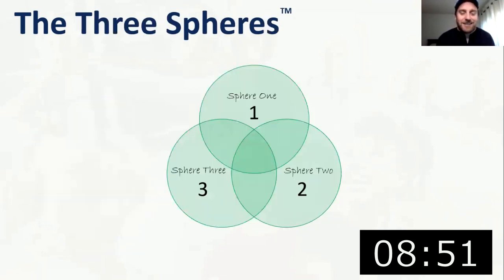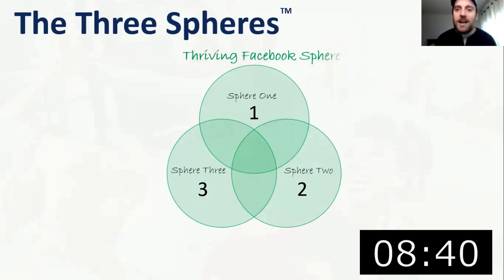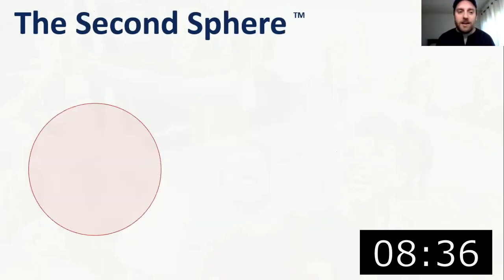All right, so we're talking about the two tails of three spheres. In the first tail, we looked at sphere 1, which was you having a thriving Facebook sphere packed full of people that you love. Now we're going to look at sphere 2.